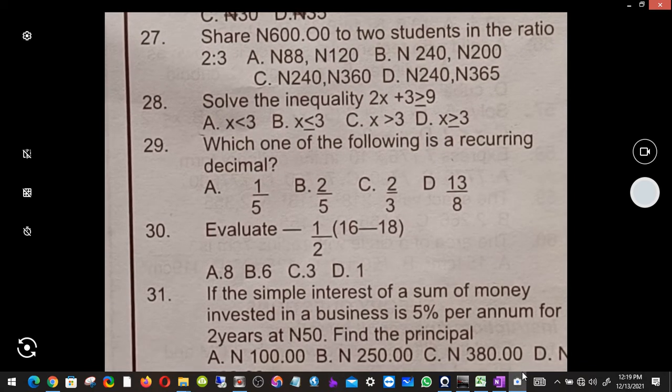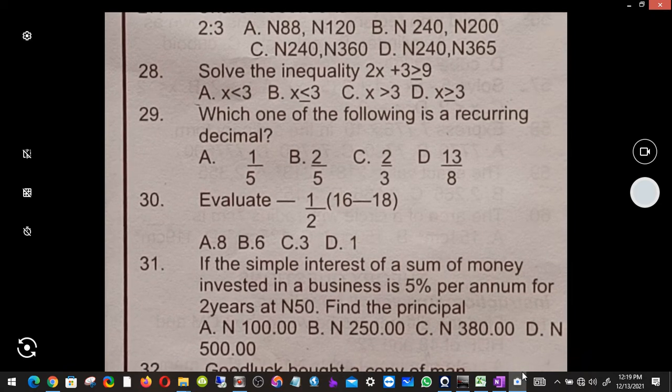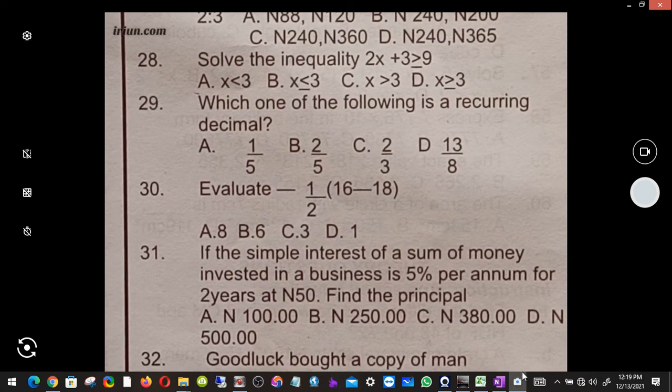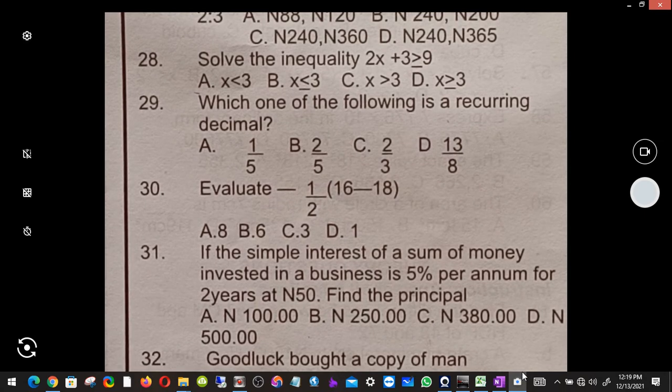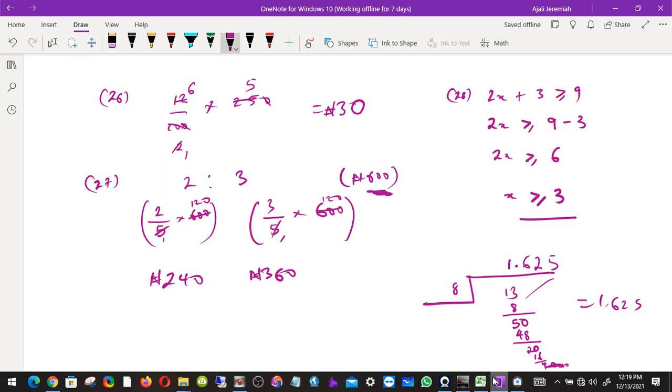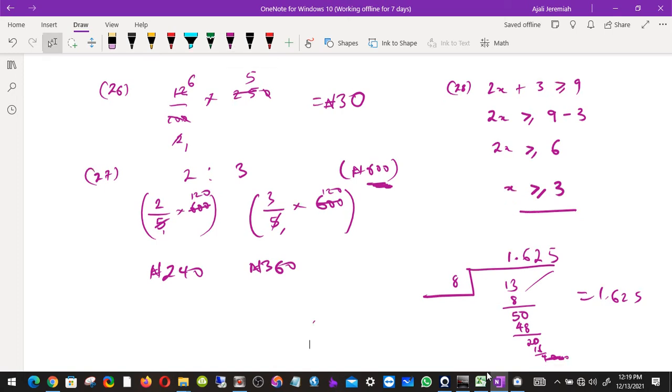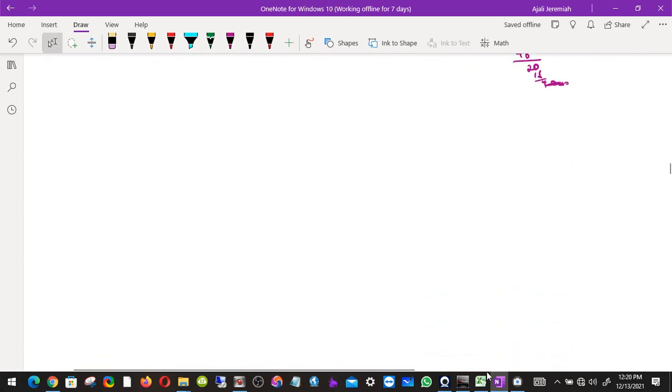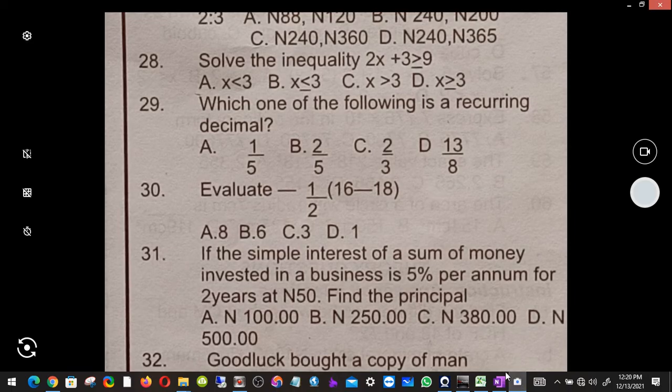Number 30. Evaluate minus 1/2, open bracket 16 minus 18. Do the bracket first. So that is minus 1/2 times 16 minus 18, which is minus 2. The 2s cancel. Minus 1 times minus 1 is 1. Option D.